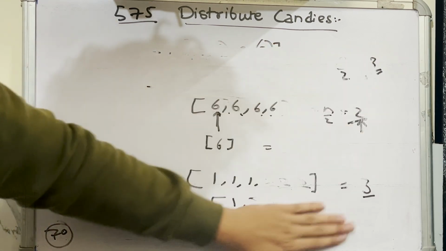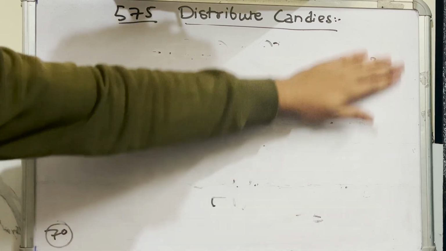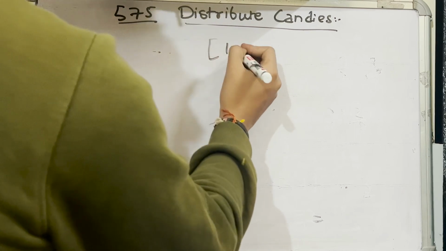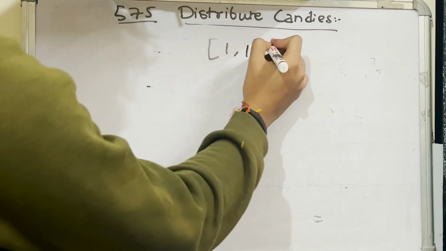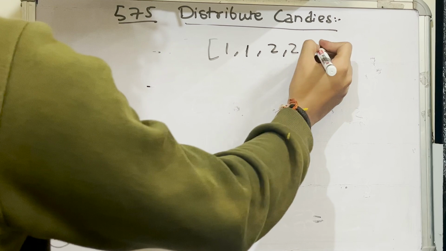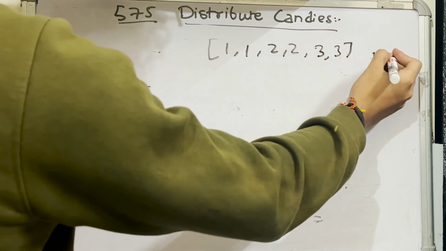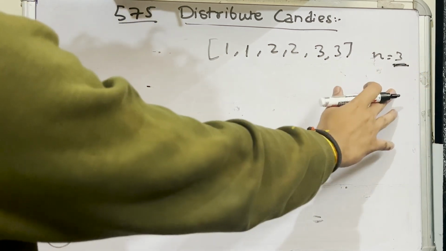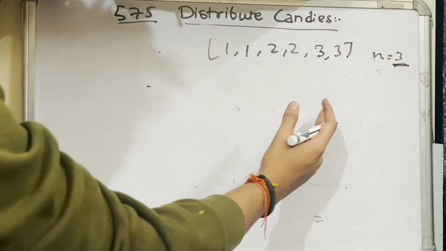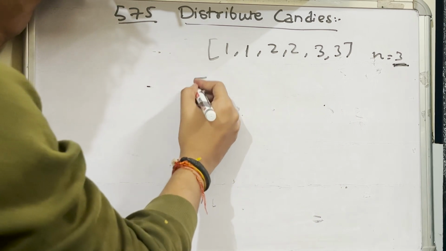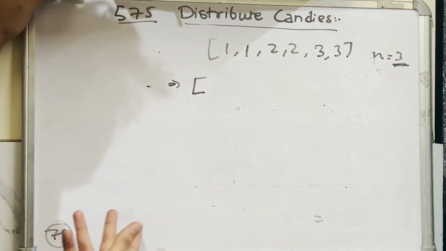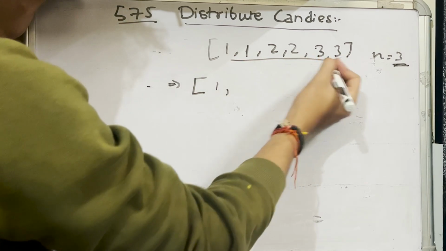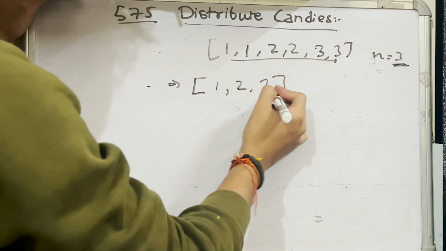If we look closely, what we basically have to do is find the number of unique candies. Let's write the question again: 1, 1, 2, 2, 3, 3. N is equal to 3. We have to check if she can eat 3 types of candy. If not, how many different types of candy she can eat. So to keep track of distinct candies, what you can do is simply use a set. You'll traverse through the array and keep track. This will be your set.